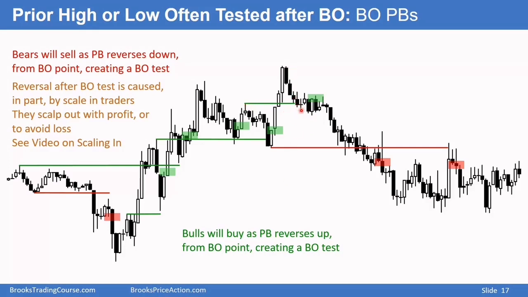Another breakout, and then a pullback. Look to the left, is it testing something? It looks like it's testing here. Bulls will buy, reversal up. This breakout test failed, and you can see we've got a breakout here. This is bulls giving up.